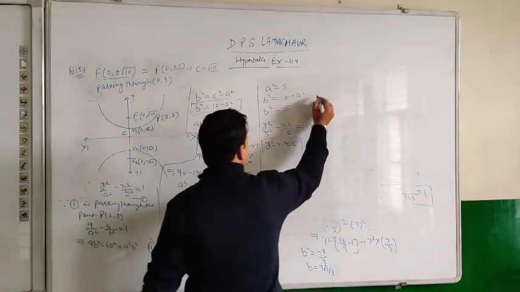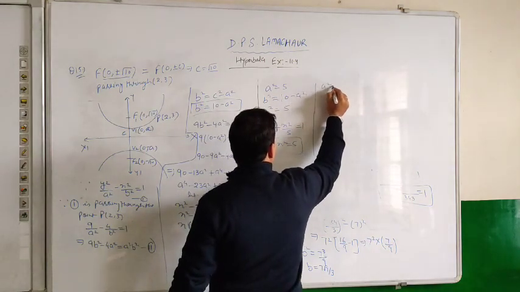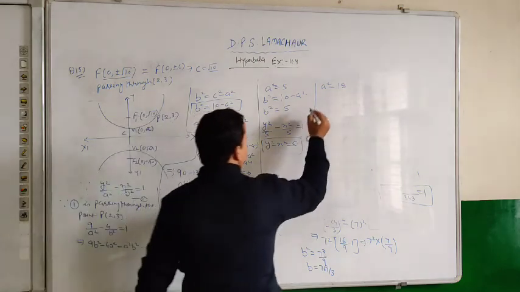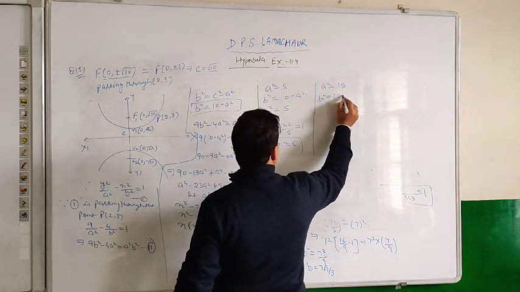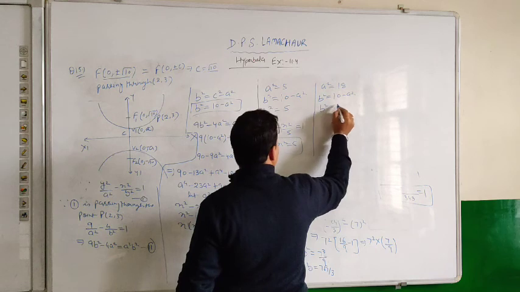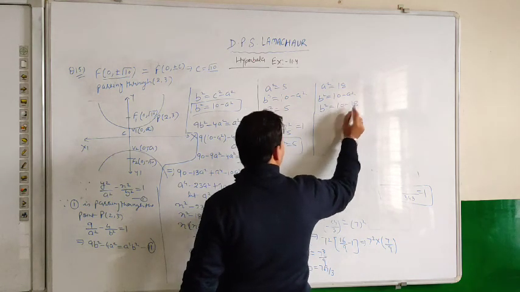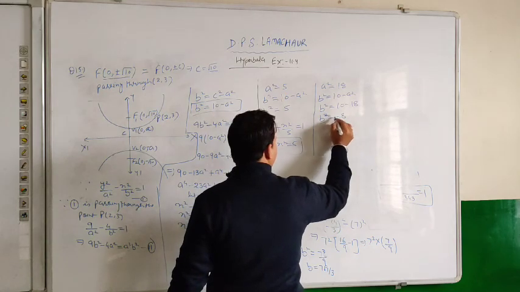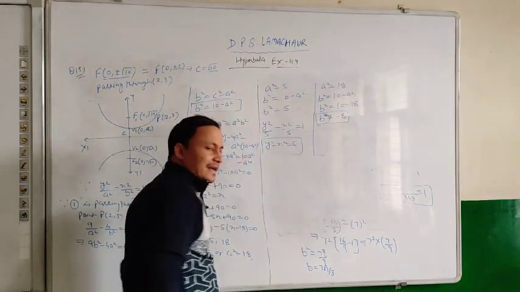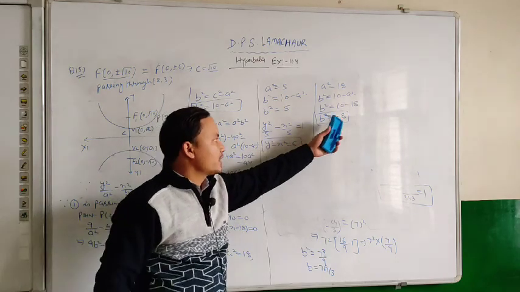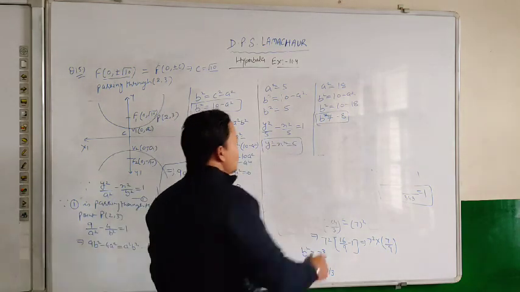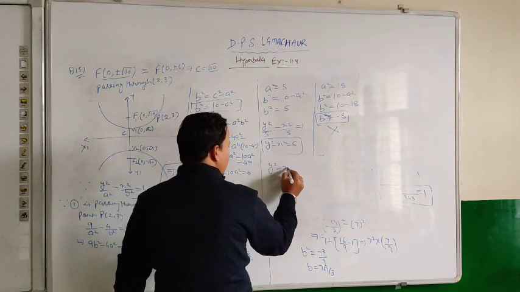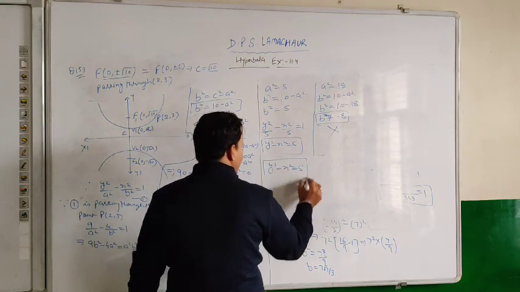And in the second case, when a square will be equal to 18, then b square is equal to 10 minus a square, that is b square is equal to 10 minus 18. So b square is equal to minus 8. This will not be possible because the square of any real number is not equal to a negative number. So we cannot take this value. So our required equation will be y square minus x square is equal to 5. This is our required answer.